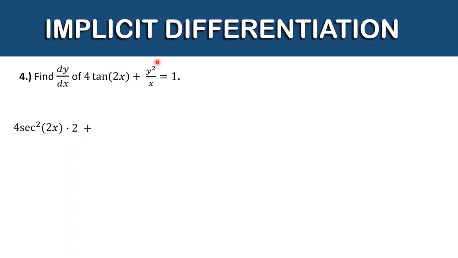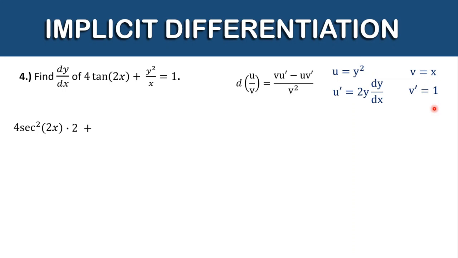Plus, dito naman sa part na to, as you can see, this is a quotient. So we're gonna be using a quotient rule at this term. So yung formula natin for quotient rule is this. vu prime minus uv prime all over v squared. Where u is y squared. Ang u prime natin, kunin natin yung derivative ng y squared which is 2y. Then we put dy over dx. Then ang v natin is x. So ito, the derivative of x is 1.